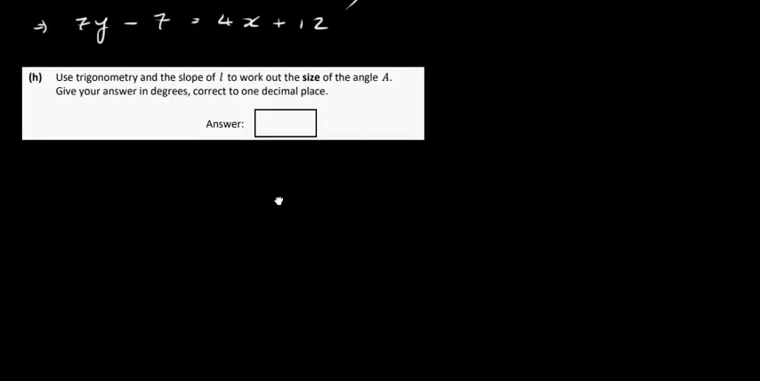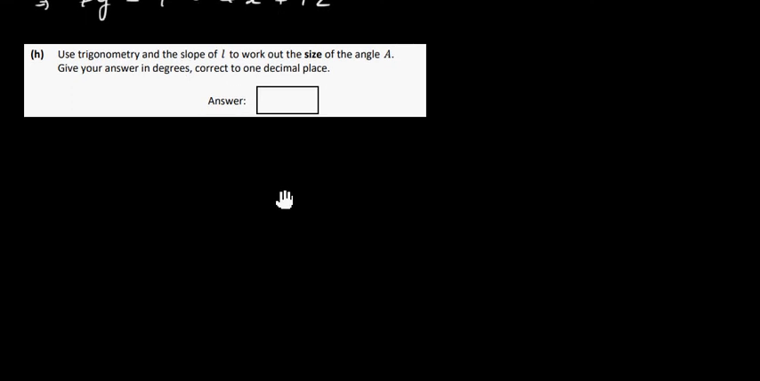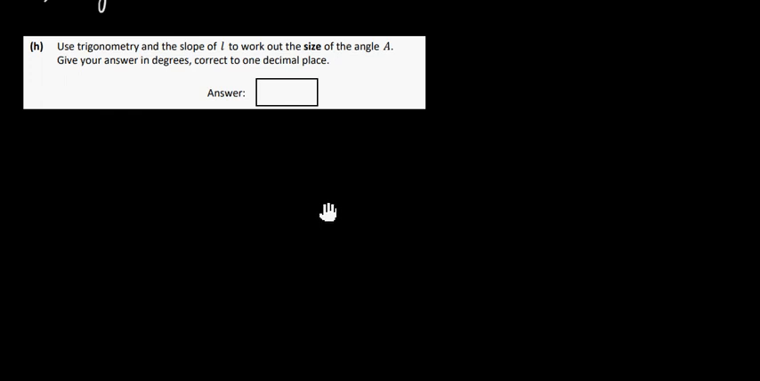Now, next one then. Use trigonometry to find the slope of L to work out the size of angle A. Give your answer in degrees, correct to 1 decimal place. It says use trigonometry here. Trigonometry means we've got to use sine, cos, tan, and so on. So we know that the tan of an angle, say you have a triangle like this, and this is our angle here. This is the right angle here, so the tan is just the opposite over the adjacent, which is really just rise over run. It's really the slope of this line here.